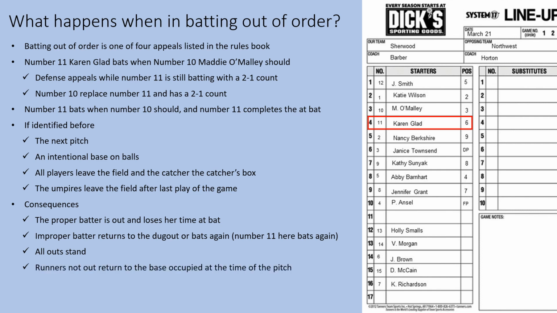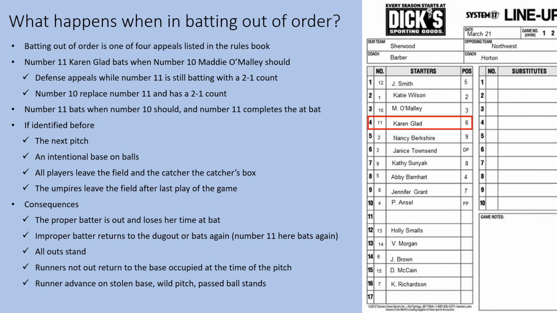If the runner was not put out, again, same scenario, runner on first. Now this time Karen hits a single, runner makes it to second, Karen makes it to first. The defense appeals, Maddie's declared out as the proper batter. Karen comes back and bats again. The runner who's made it to second now must return to first base because that's the base she occupied at the time of the pitch.